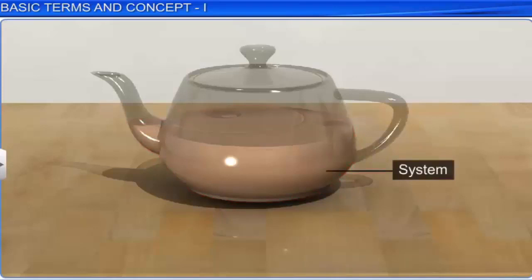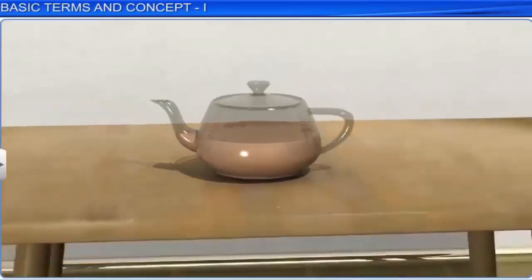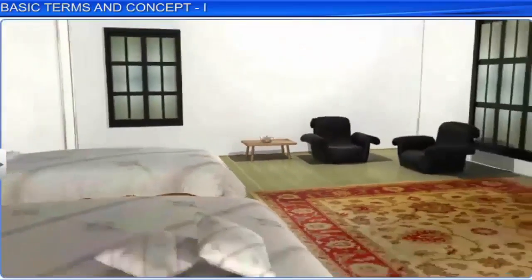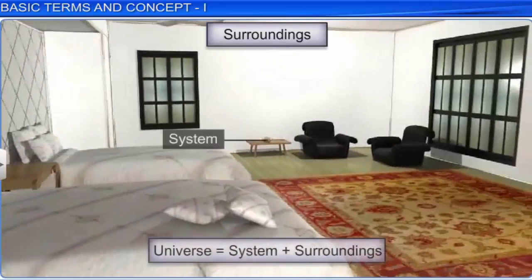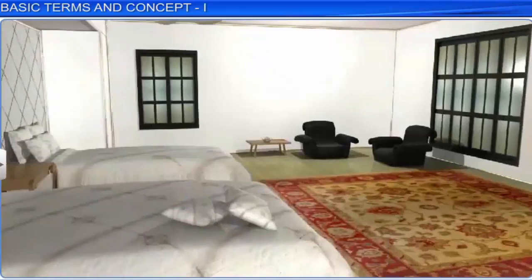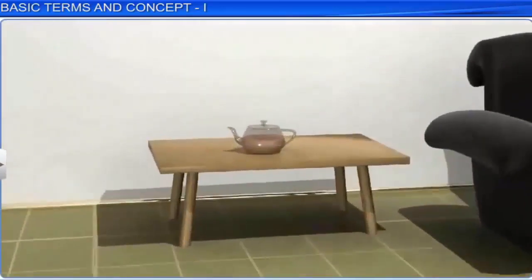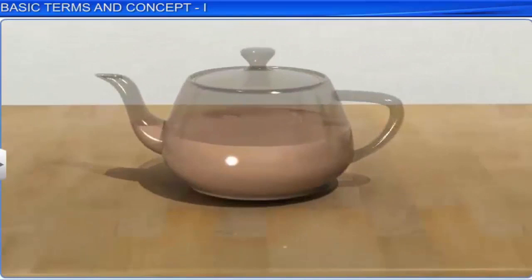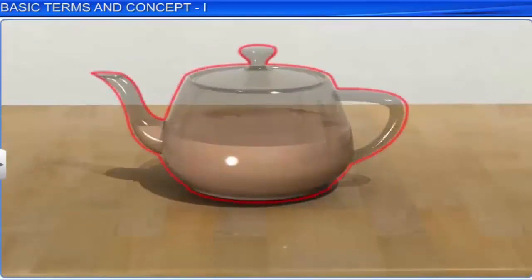The part of the universe that is not a part of the system but can interact with the system is called a surrounding. In this case, the room in which the teapot is kept is the surrounding. Systems and surroundings together constitute the universe. The part that separates a system from its surrounding is known as boundary. In this case, the wall of the teapot is the boundary.